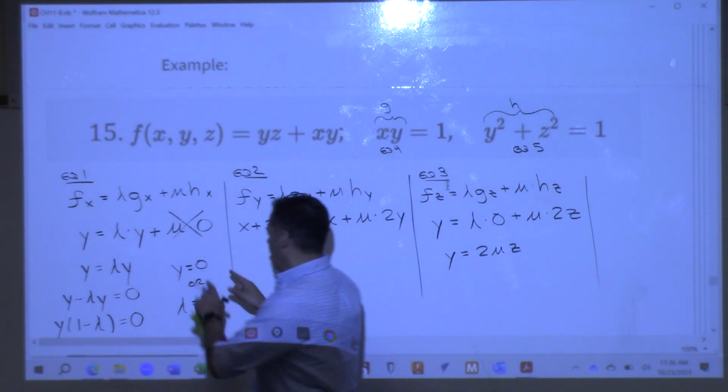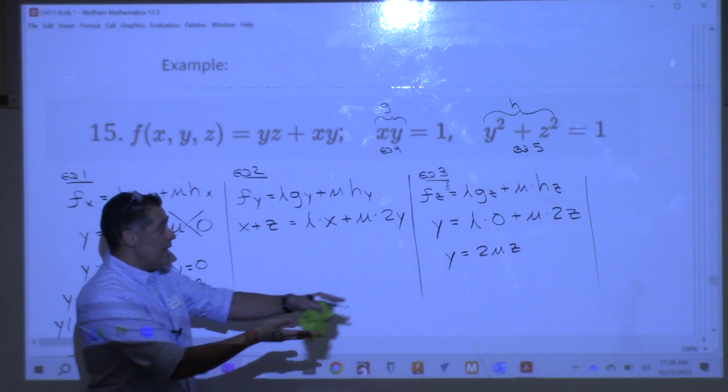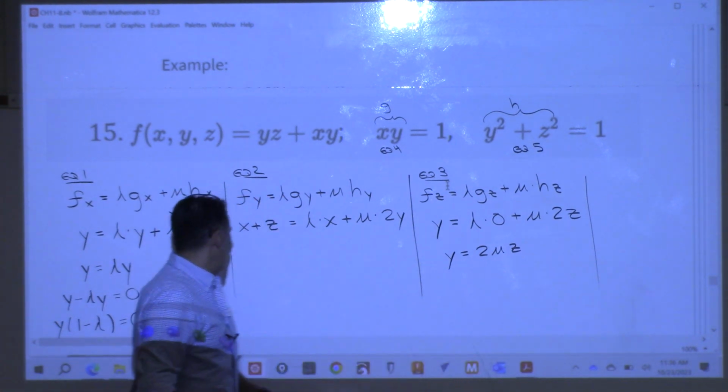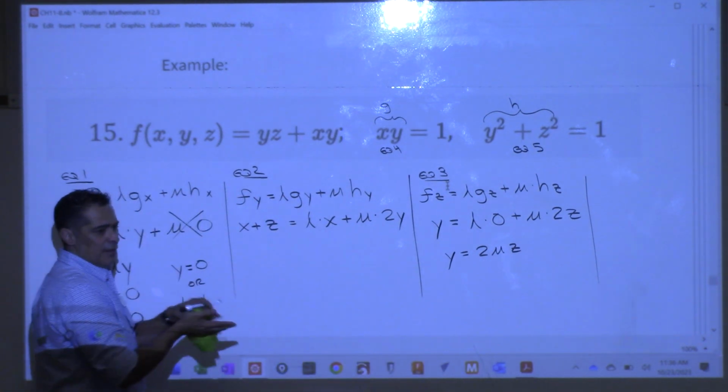One road is let y be 0, see what happens. And then when you're doing that, you might have to look at two different cases. And then you let lambda be 1, and that's a different case, and you see what happens.